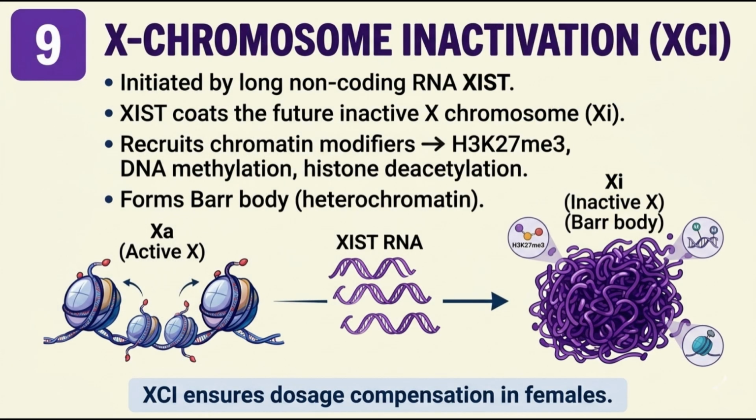X chromosome inactivation. In female mammals, dosage compensation is achieved through X chromosome inactivation. This process is initiated by a long non-coding RNA called XIST RNA. XIST coats one X chromosome and recruits chromatin-modifying proteins. The inactive X chromosome accumulates repressive marks such as H3K27 methylation and DNA methylation.